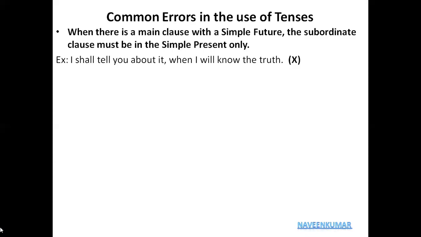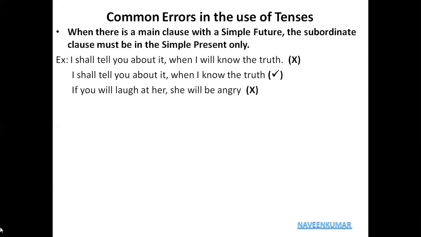So what is the right form of the sentence? I shall tell you about it when I know the truth. Okay, it's not when I will know the truth. I shall tell you about it, that is already simple future. And the next one should be in simple present: when I know the truth.